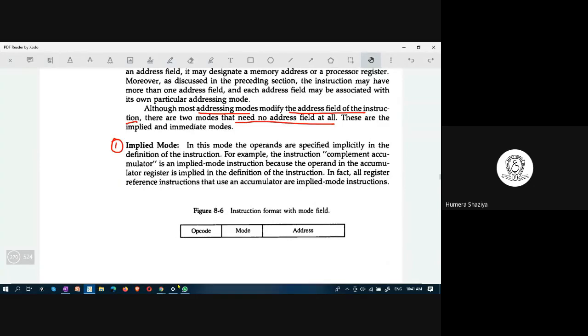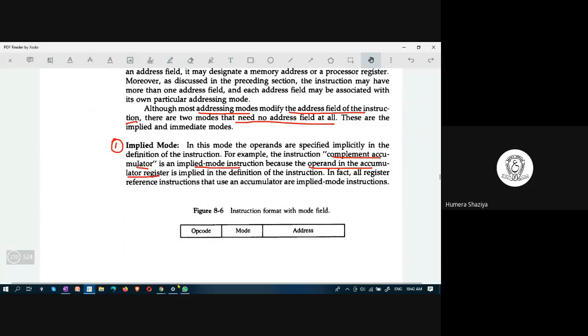Operands are specified implicitly in the definition of the instruction. If you say complement accumulator, what does it mean? It means that it is implied mode because the operand is in the accumulator. You don't have to specify the address or the operand. Here you just say complement accumulator.